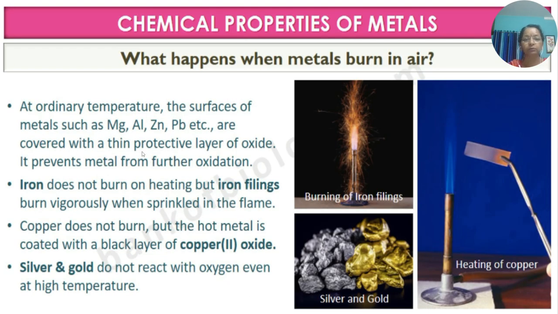Now, burning of magnesium and iron filings is shown here. At ordinary temperature, the surface of metals like magnesium, aluminum, zinc, and lead, etc. is covered with a thin protective layer of oxide. It prevents further oxidation. Iron does not burn on heating, but iron filings burn vigorously when sprinkled over a flame.